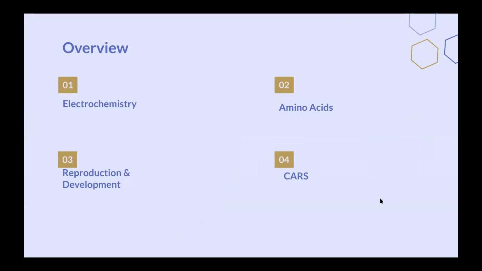So this is the overview. We'll start off with the passage on electrochemistry that we assigned to you first, then the amino acids passage, and then we'll give you guys about 20 minutes to complete the reproduction and cars passage.